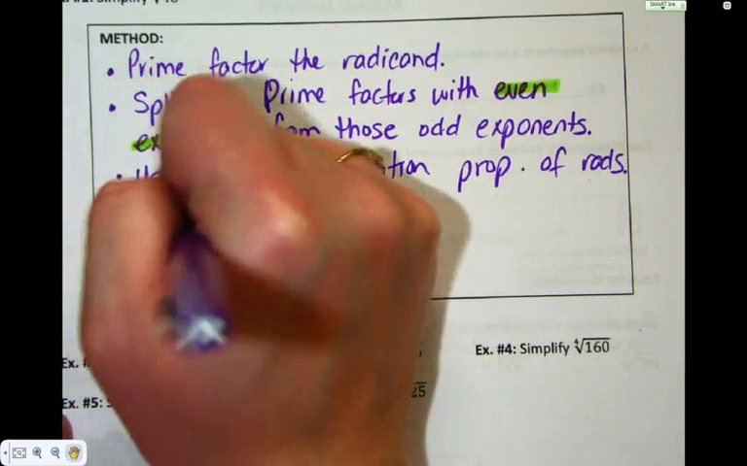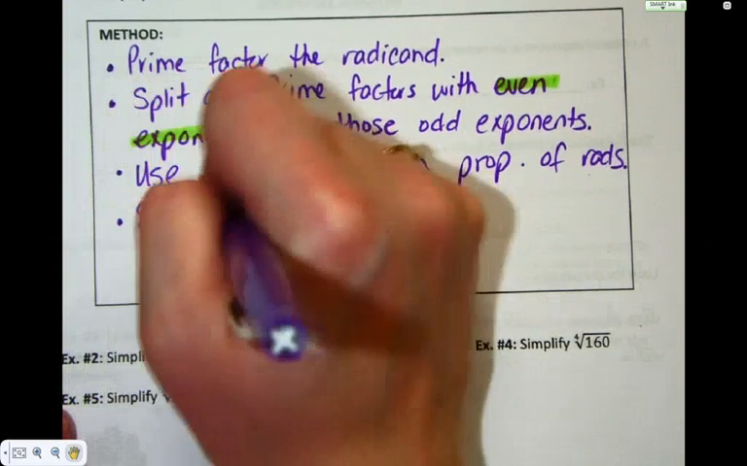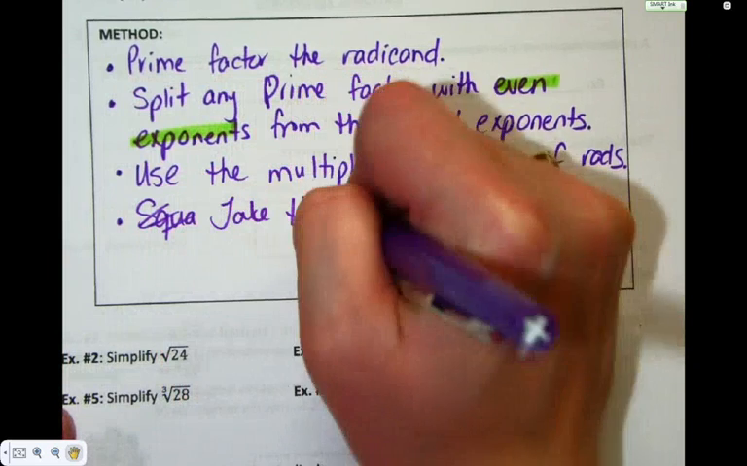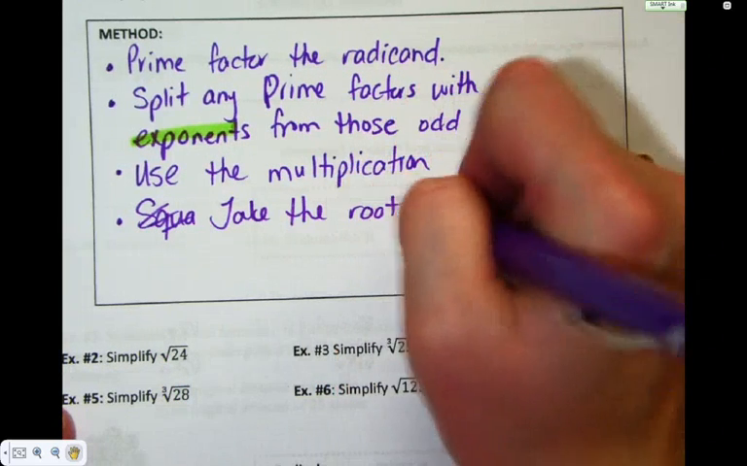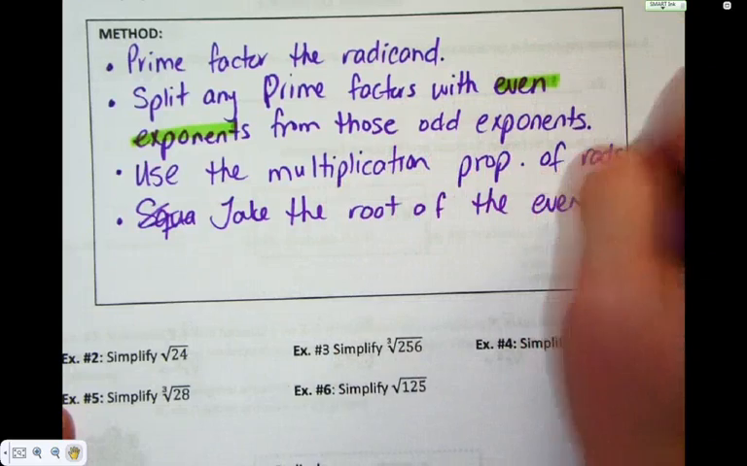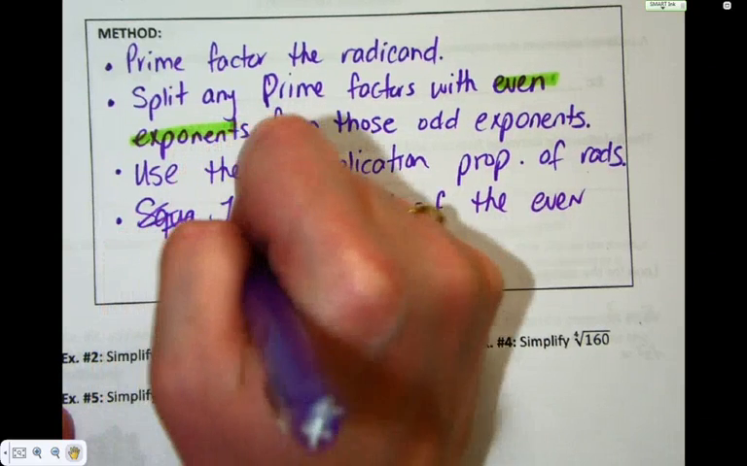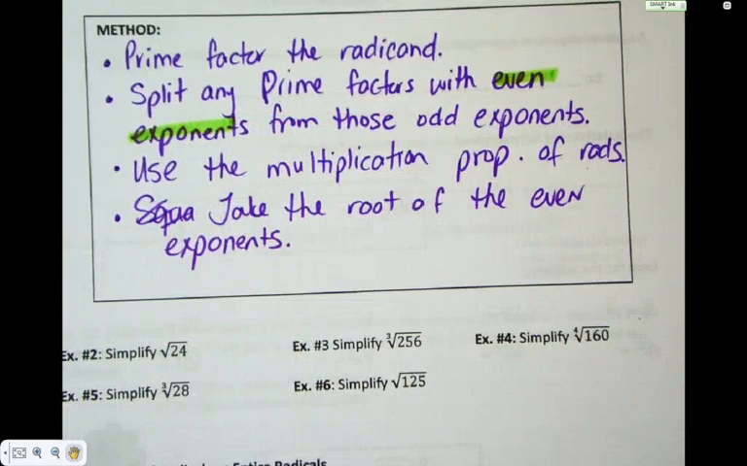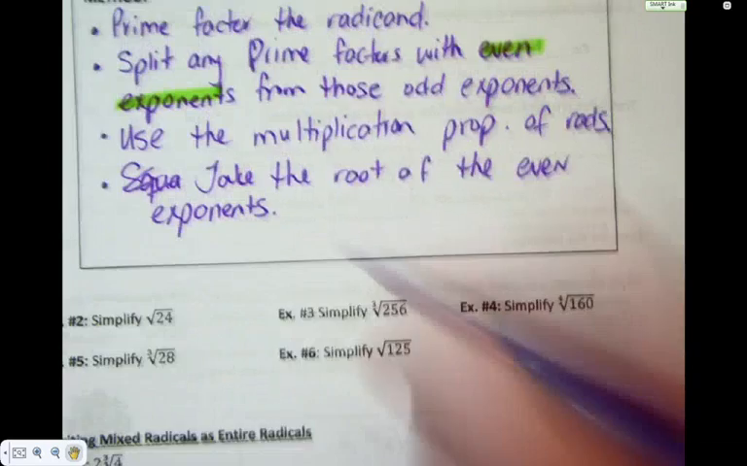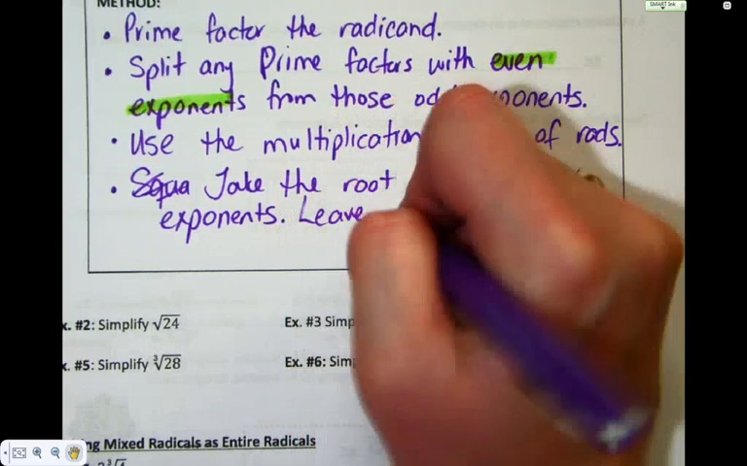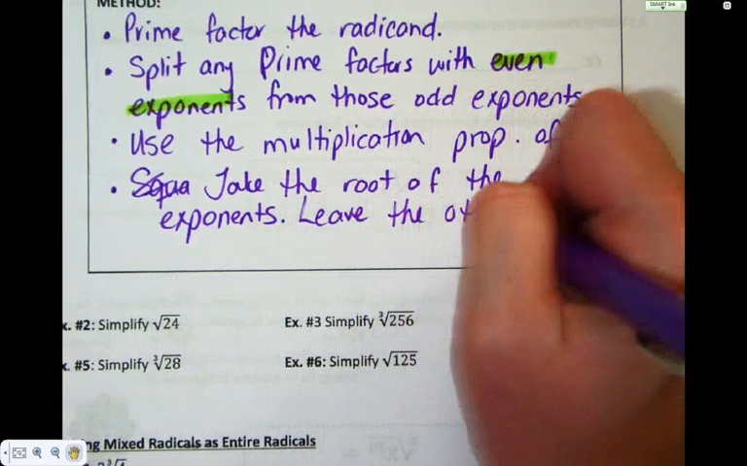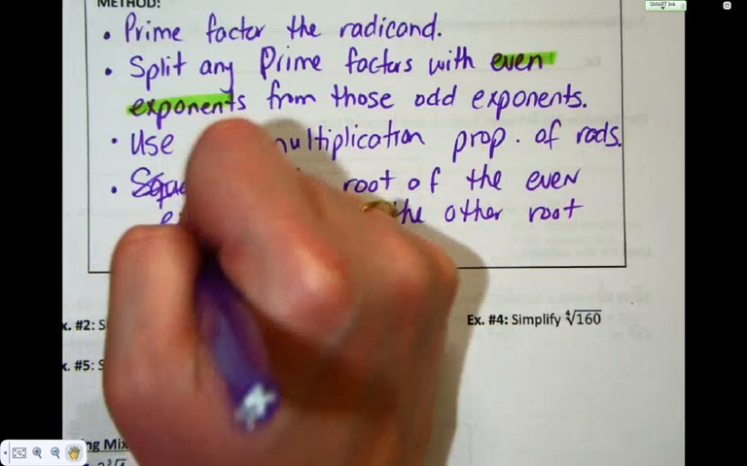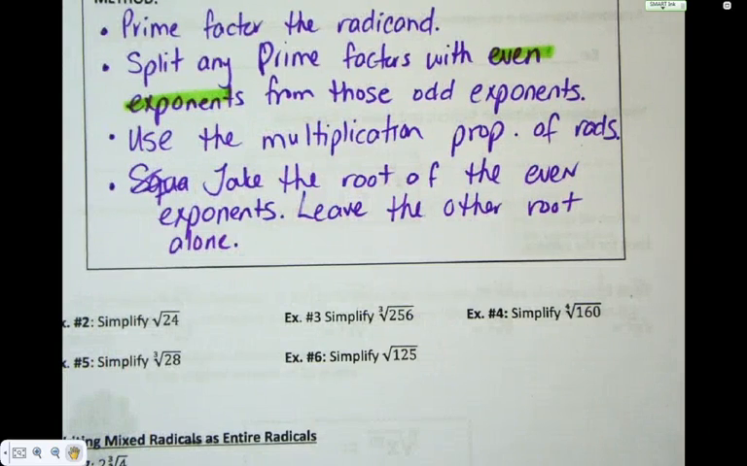Square root. Ooh, I don't want to use square because it might not be squared. Take the root of the even exponents. Leave the other root alone. And probably till you see an example, this method probably doesn't mean much.